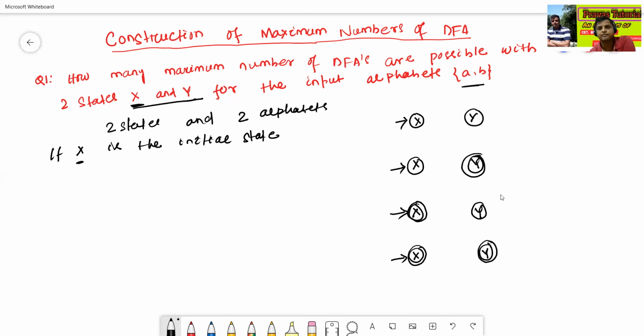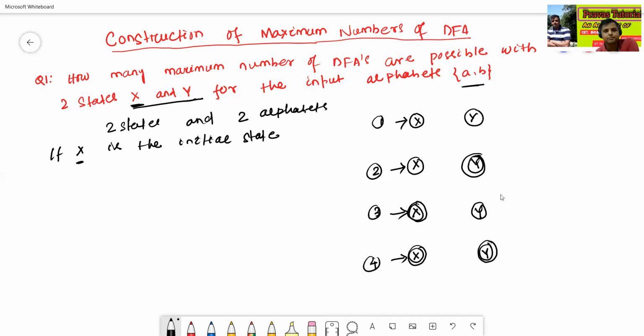In the first case, both states are non-final states. In the second case, X is non-final and Y is the final state. In the third case, X is the final state and Y is non-final. In the fourth case, X and Y both are final states.